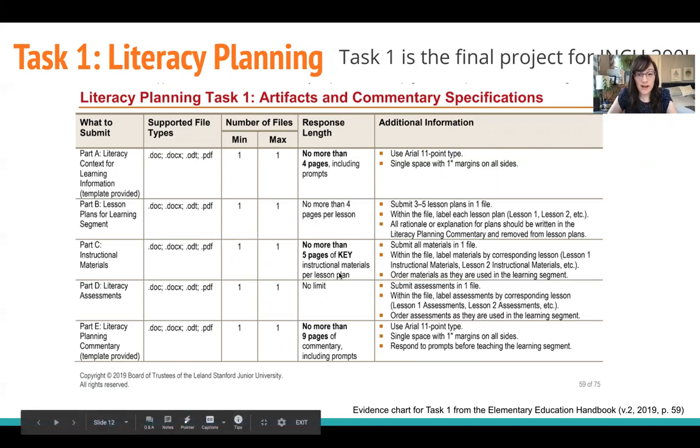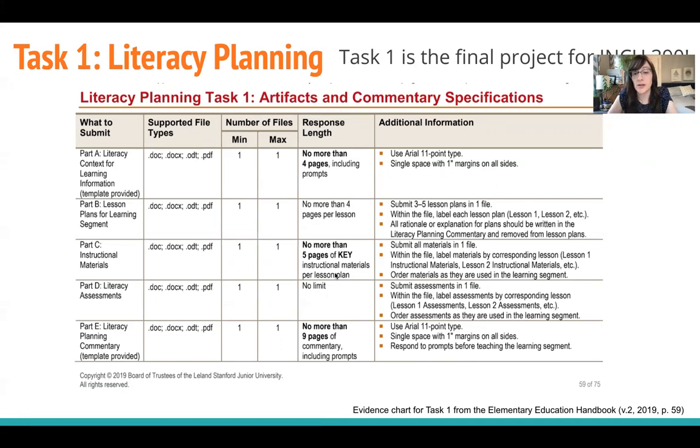No more than 5 pages of key instructional materials per lesson plan. So sometimes people want to put all the instructional materials, every page of every book read in the entire segment. You don't have enough space for that. You have 5 pages. That first lesson is going to have a lot going on.